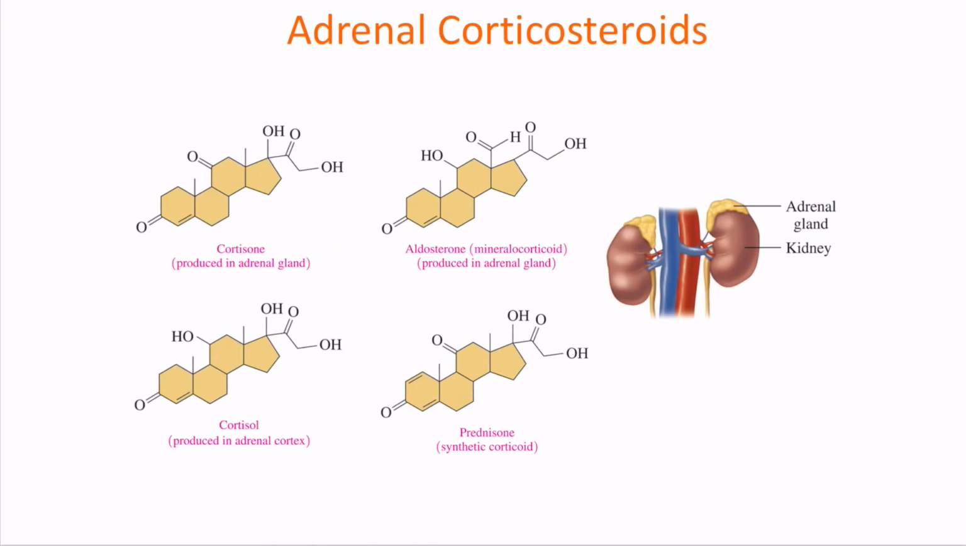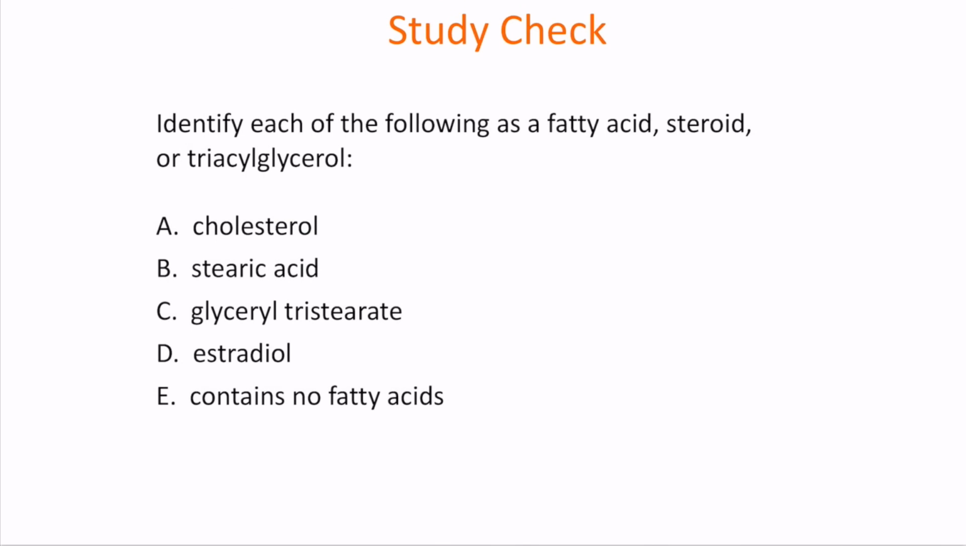So these are the structures of the molecules that you have here. You have cortisol, which is produced in the adrenal gland. You have aldosterone, which is the mineralocorticoid used to regulate the electrolyte balance in your body. You have cortisol produced in the adrenal cortex. You have prednisone, which is the synthetic corticoid that is used to replace the original structure. So pause the video right here and try to solve this problem.